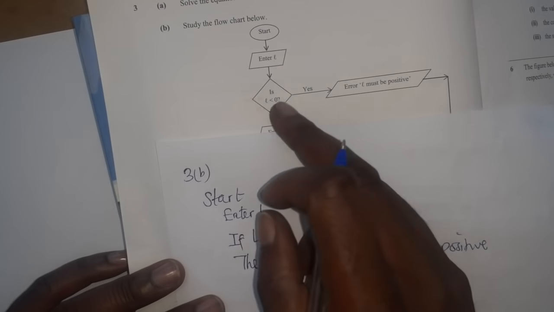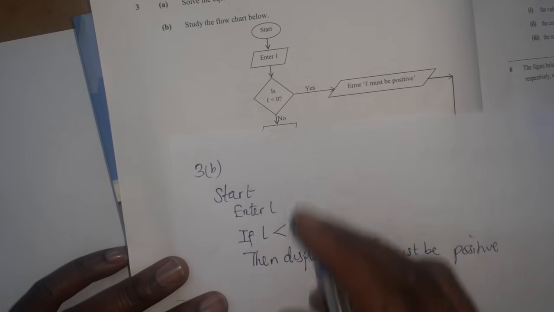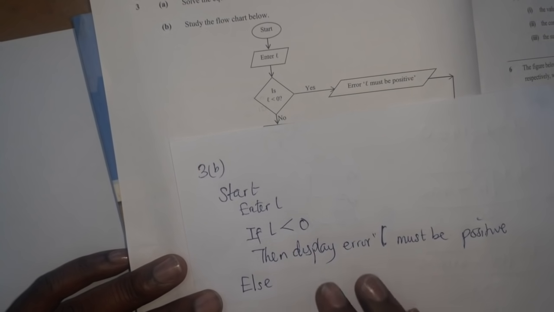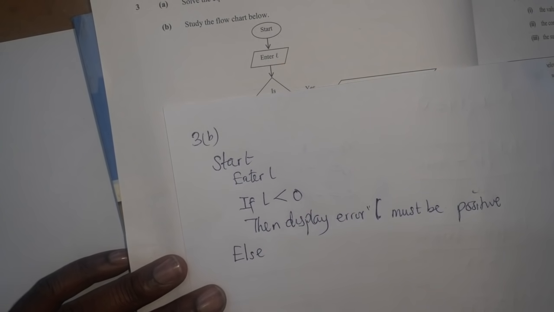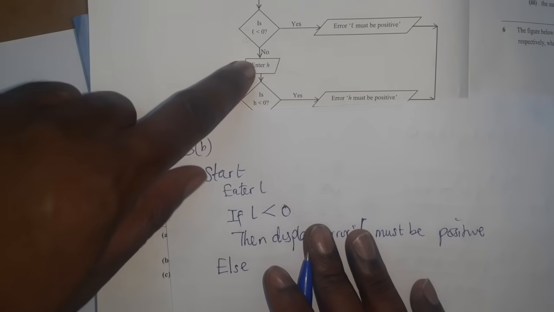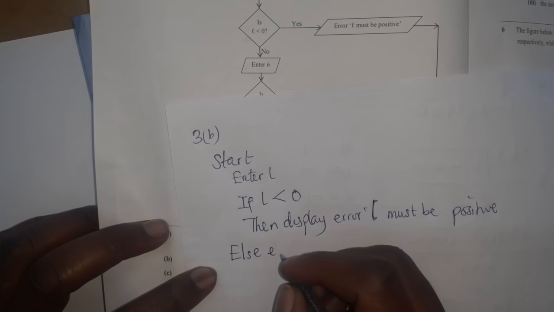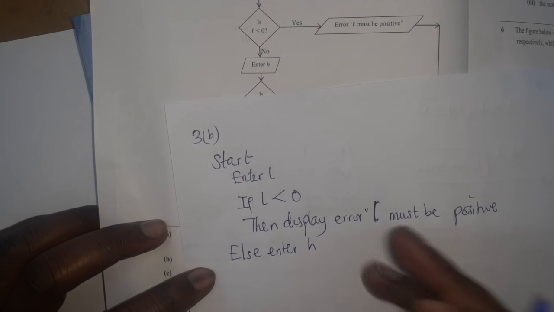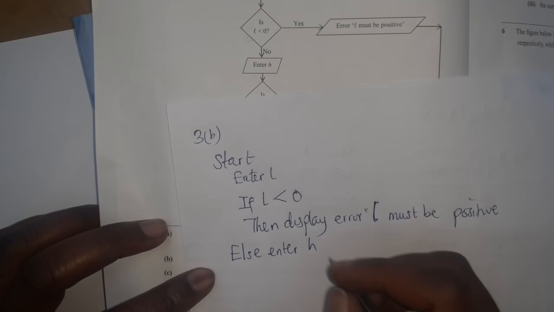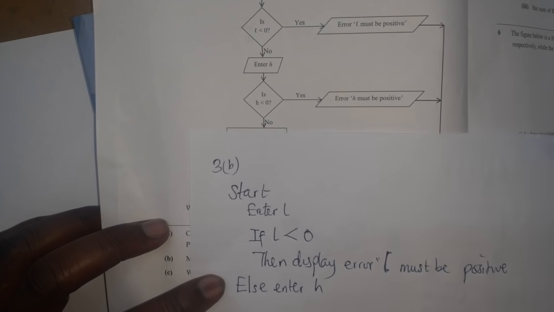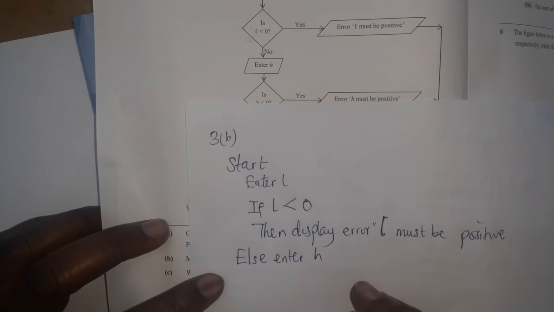Then, if this is not the case, we say else. We say else. Then we need to proceed here. Else, what are we doing? We enter height. H, which is what? Height. We are writing these things as they are, but we can say enter height. Even this one here can be length. So enter height.